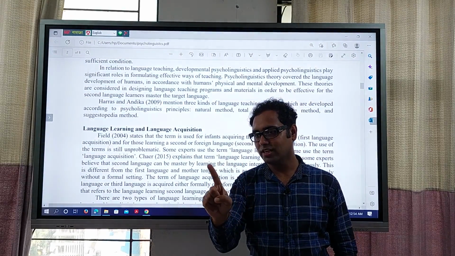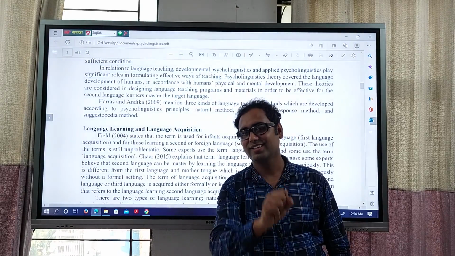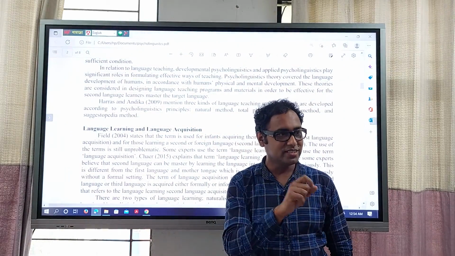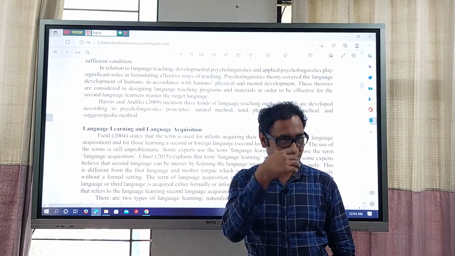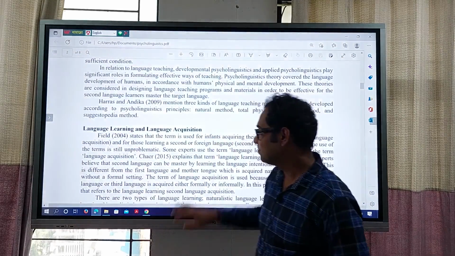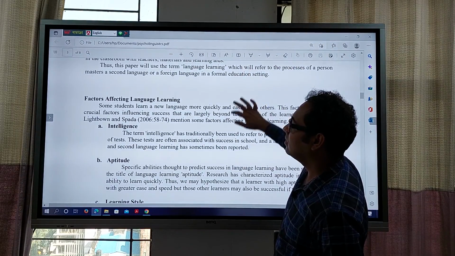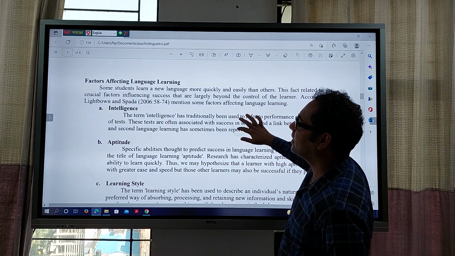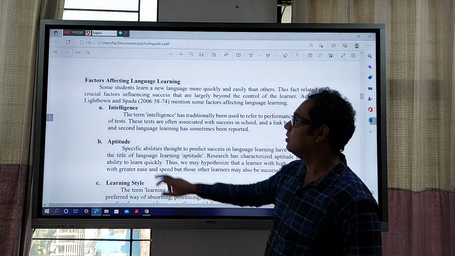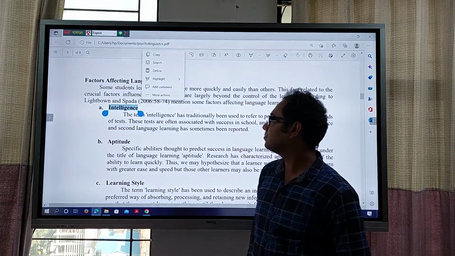Mother tongue is not learning, acquisition. Second language? Learning. But in some cases, second language also becomes acquisition. When you have third language, it happens. So this is the difference between acquisition and learning. Now let's come to factors affecting language learning. Number 1, according to Lightbown and Spada, intelligence.